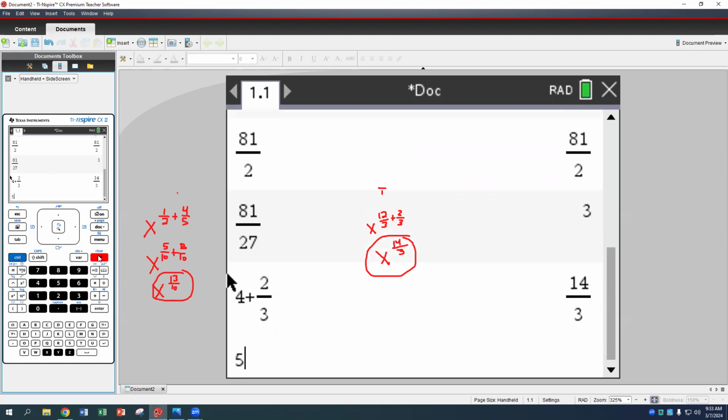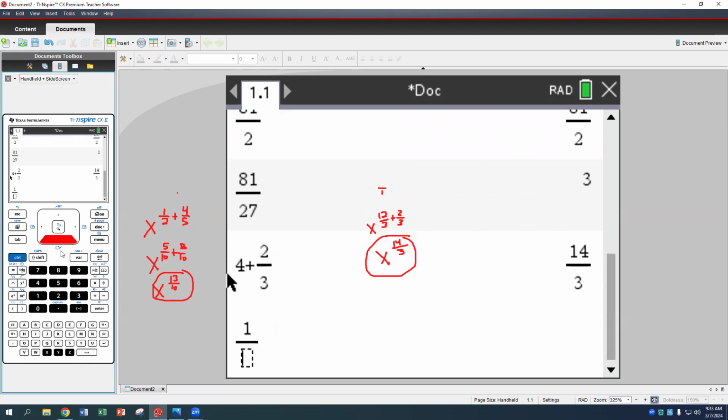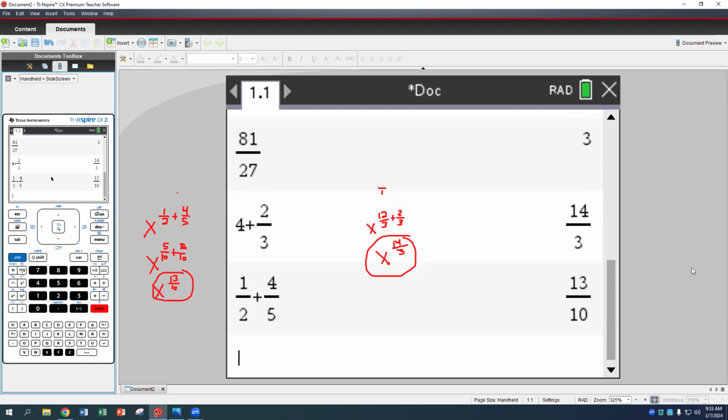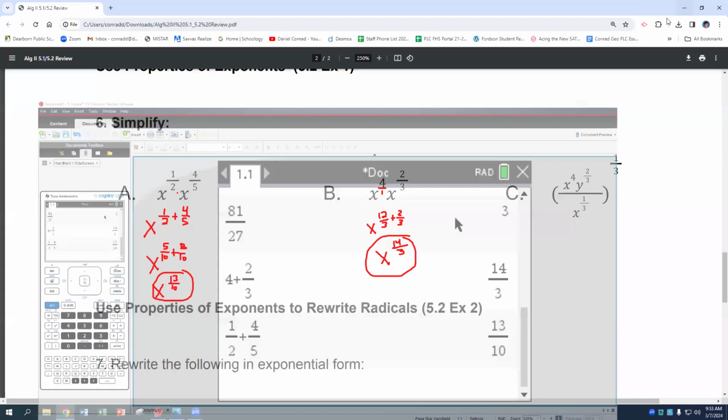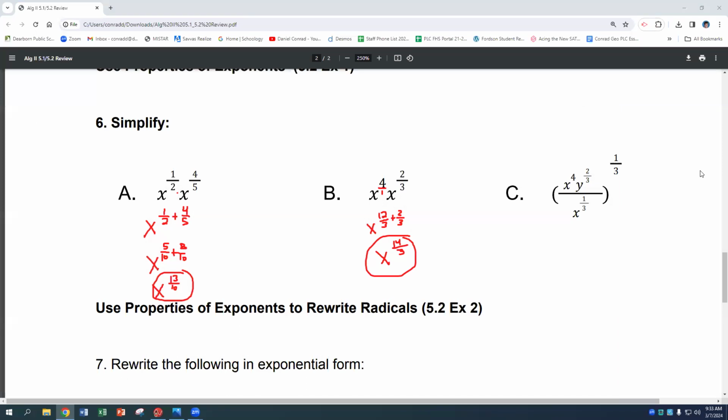Or if you were doing the first one, you could have done control divide, 5/10, or 1/2 even. Control divide, 1/2 plus control divide, 4/5. That gives 13/10. Okay. All right, the last one here then.